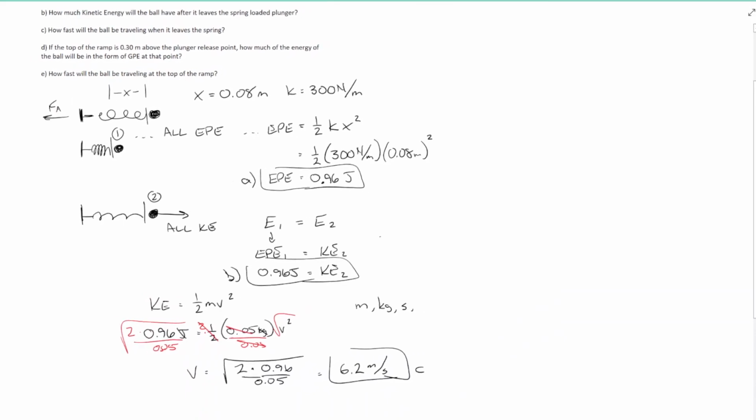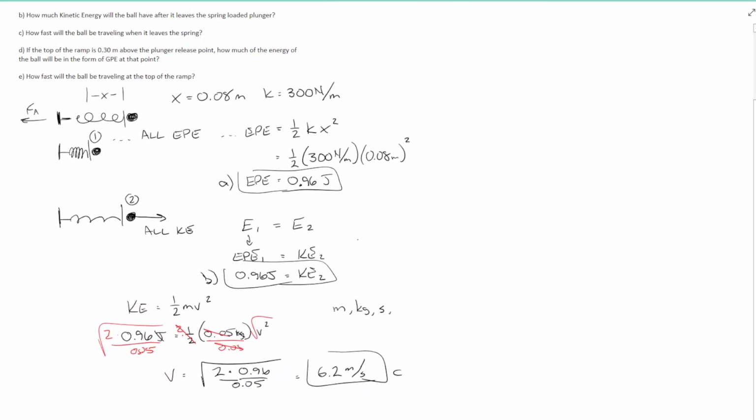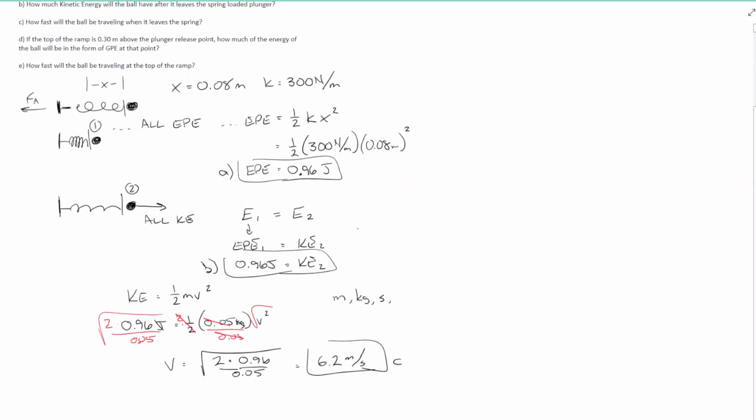All right, so now we've taken that elastic potential energy. The spring has now done work to the ball. The energy has changed. We're all kinetic energy. So now what happens? Well, this ball is going to go up a ramp. Right? So at the top of the ramp, they tell you something about the height of the ramp.